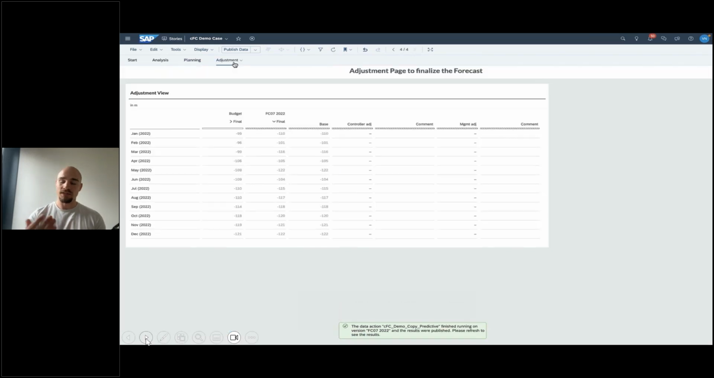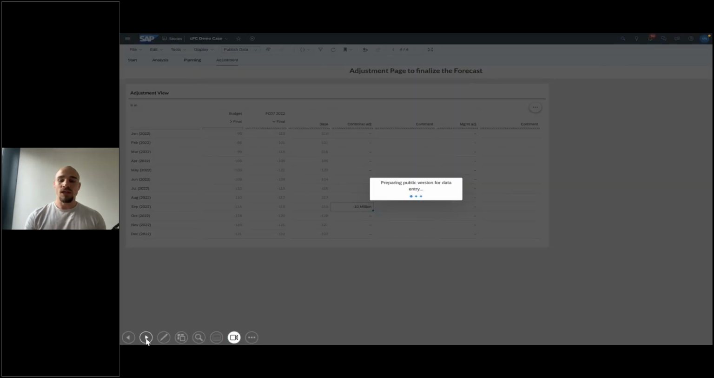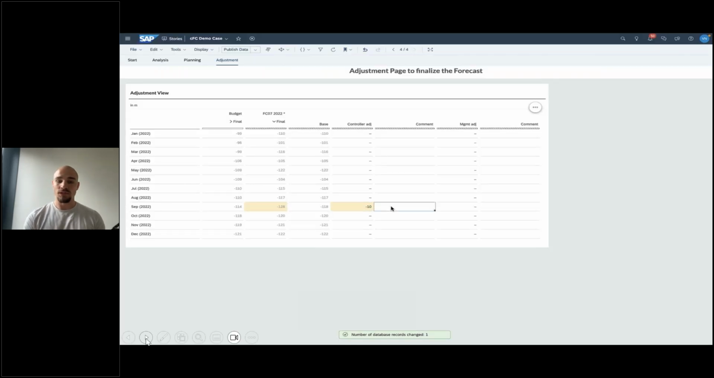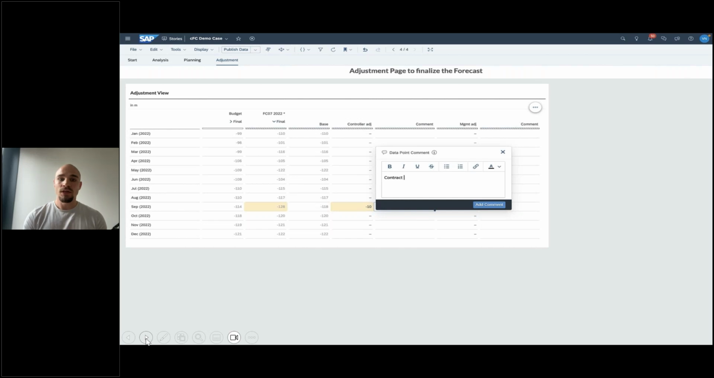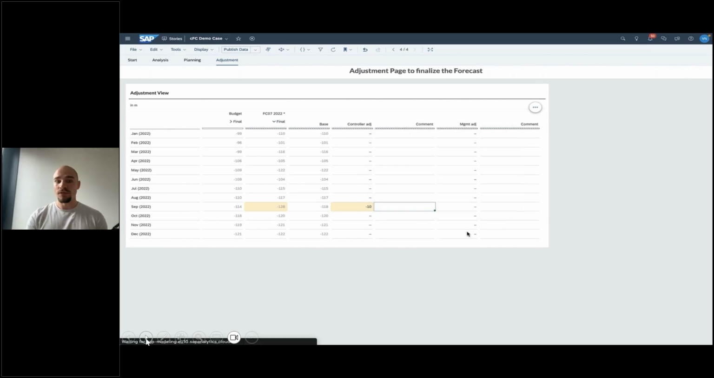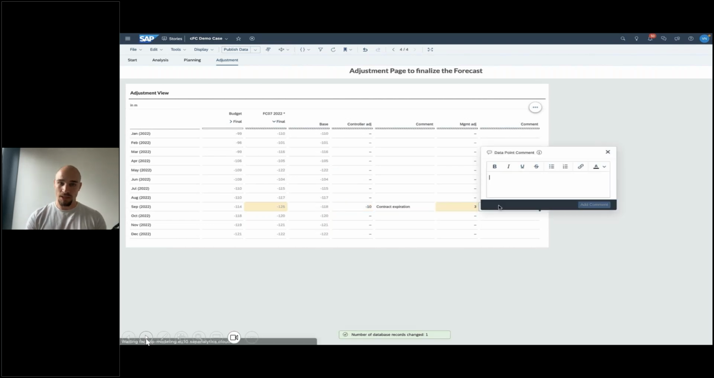So now with the next step, we've loaded the predictive scenario to base, but we also offer the capability to the controller to make adjustments, make slight changes. So in this case, we change it with a negative 10 million because there's a contract expiration. Management might make adjustments on top. But the most important part of this process is we've taken them along for the ride. We show them what the power of the prediction could potentially be. Adjustments can be made, but commentary is mandatory.